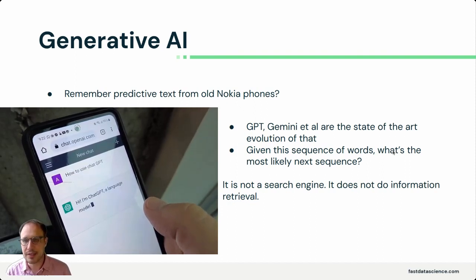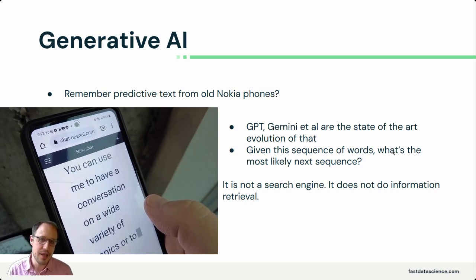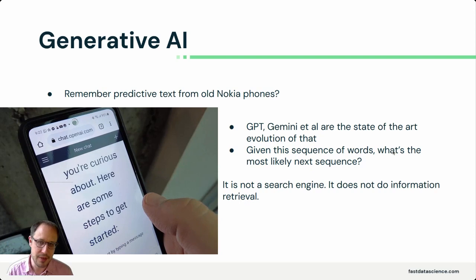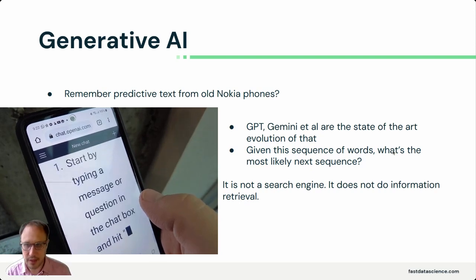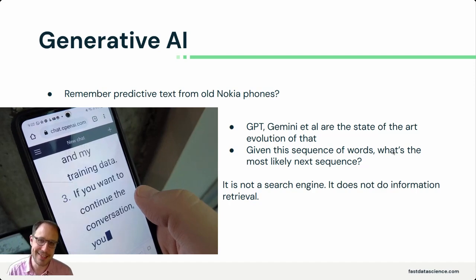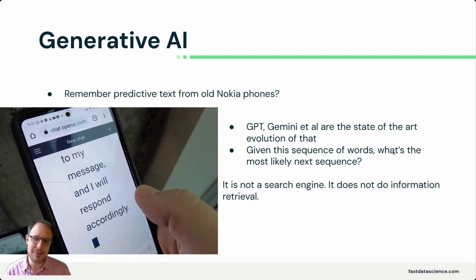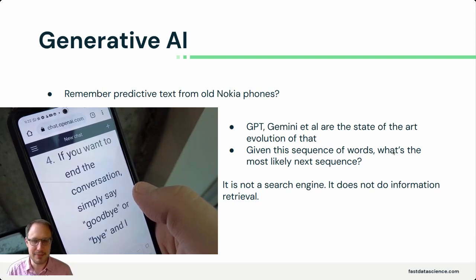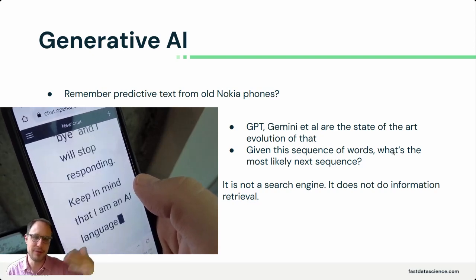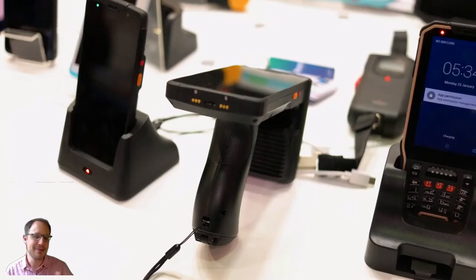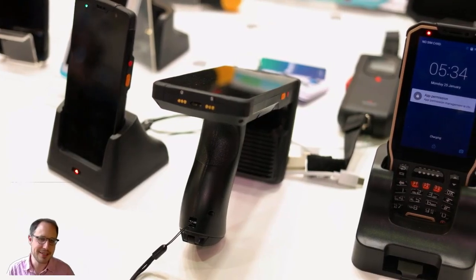So generative AI, just a word around that. There's often quite a lot of misunderstanding around what generative AI can and can't do. If you remember old mobile phones and the predictive text that they would do, GPT and Gemini are basically the next generation evolution of what the old Nokia phones were doing. So given a sequence of words, what's the next likely sequence of words?